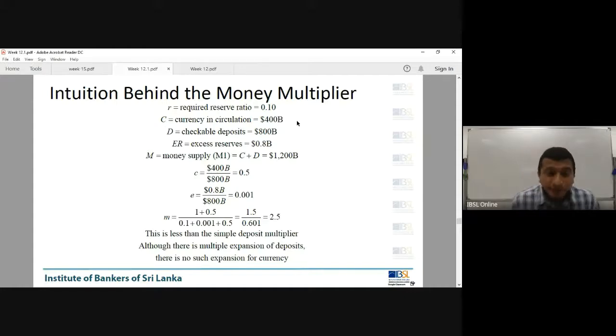Okay, excess reserves is nothing but what? Small e times D. So when you see this 800 is D, 0.8 is not even a billion, less than $1 billion in absolute value is the excess reserve. Okay, 10% of this 800, the required reserve ratio, you see it is 80 in absolute value. Here it is only 0.8 billion, not even 1 billion excess reserves.